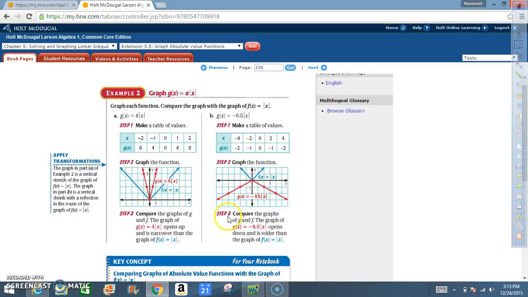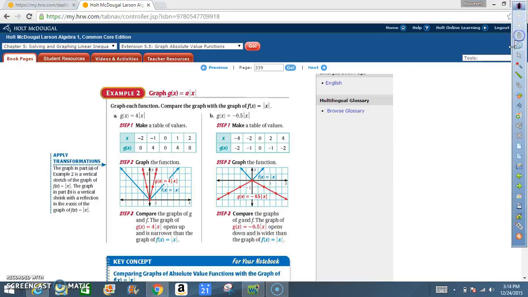All right, to read that, compare the graphs of g and f. The graph of g of x is equal to a negative 0.5 times the absolute value of x opens down and is wider than the graph of f of x.